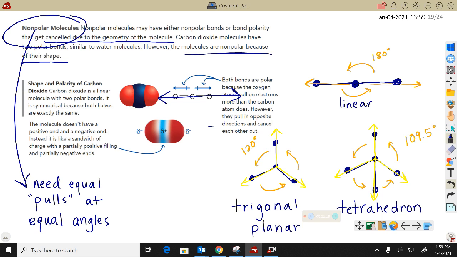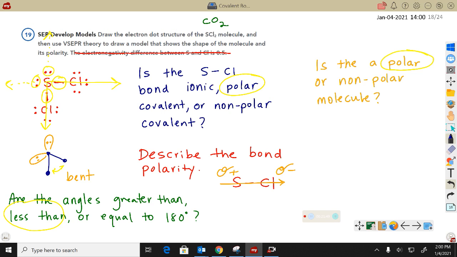So check this out. Originally we said that here are the three shapes that do have an equal arrangement around the center: the linear, the trigonal planar, or the tetrahedron. As long as the atoms on the outside are the same, then I'll have equal poles at equal angles, and all those little poles will cancel. These are your non-polar molecules, as long as the atoms on the outside are the same. Well, what shapes are left?